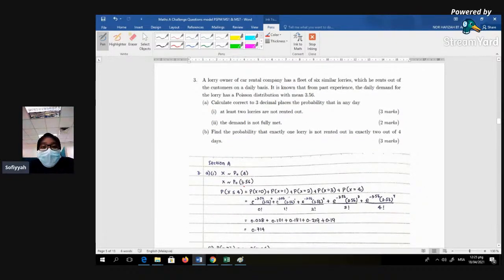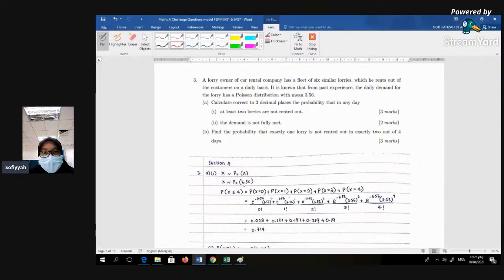Okay, nombor 3. Soalan dia, a lorry owner of a car rental company has a fleet of similar 6 lorries, which he rents out to the customer on a daily basis. It is known that from the past experience, the daily demand for the lorry has a Poisson distribution with mean 3.56. Okay.